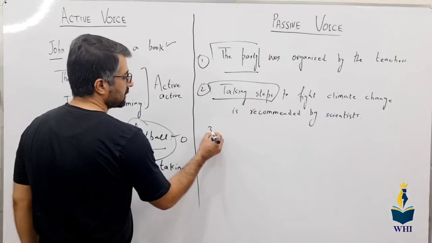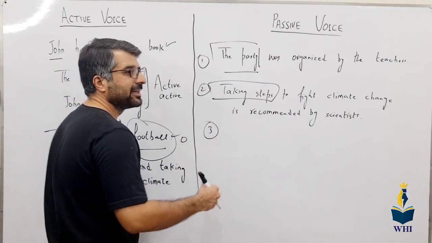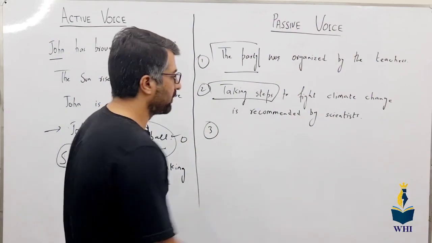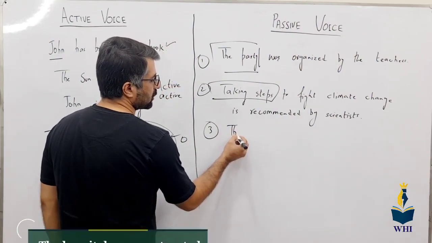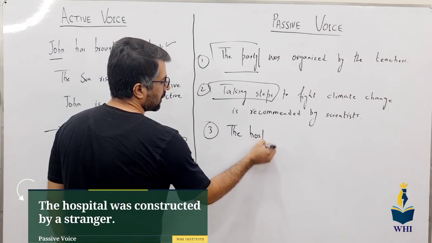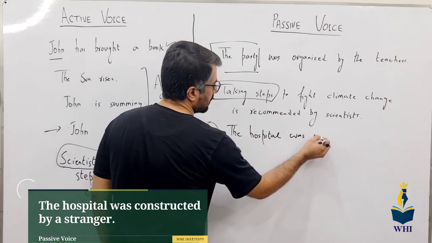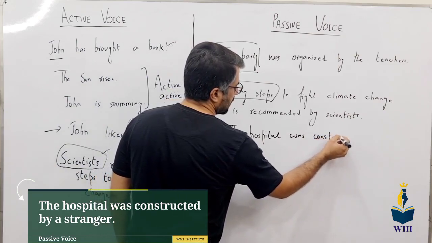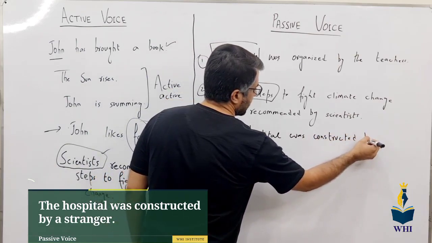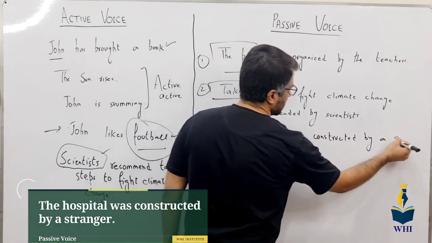And the third use is when the agent is not important for you. For example, the hospital was constructed by a stranger.